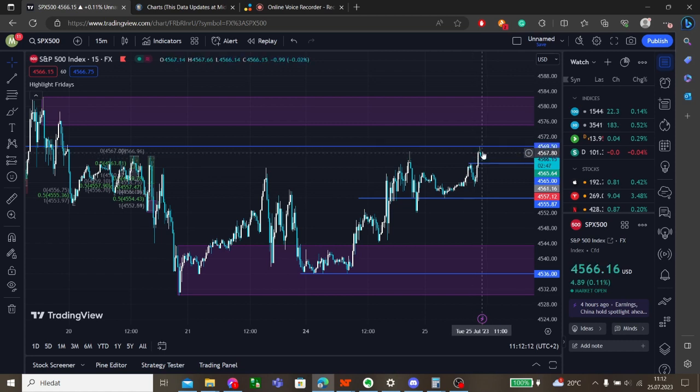We can see also a liquidity sweep right here, some reaction to that, but I don't know, we'll see how it reacts. I won't trade because I trade only when the market is open.